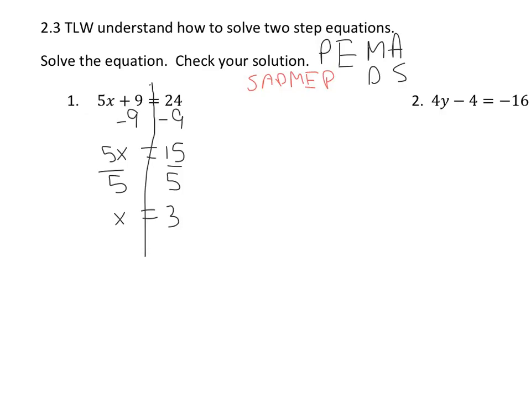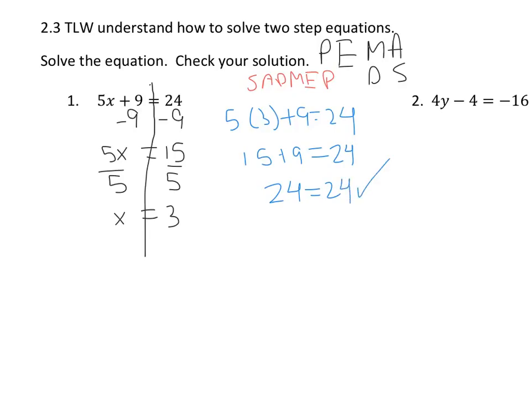Okay? Now check. What they mean by that is this. Plug it back in and check to see. Does the right side equal the left side? You get 15 plus 9 equals 24. 24 equals 24. Check. Okay? So let's move on.